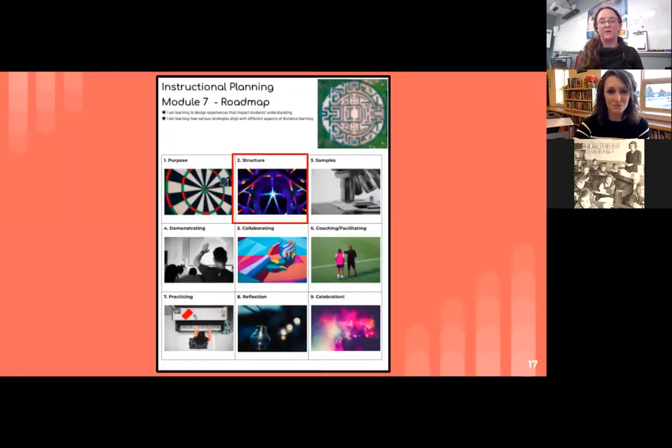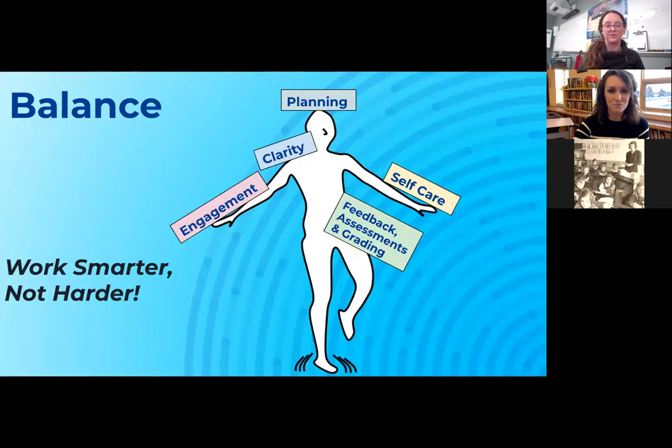So to answer that question and help us find that why, we're on box two, referring back to our roadmap of structure. A goal here is to provide that structure for our students. Before we can even get into that, it's important to remember from our previous sessions the idea of balance. We've talked about engagement, clarity, giving effective feedback, assessments and grading, and self-care. In doing this planning, we want to make sure that we're balancing all of these things and taking care of ourselves while doing so. The idea is to work smarter, not harder.